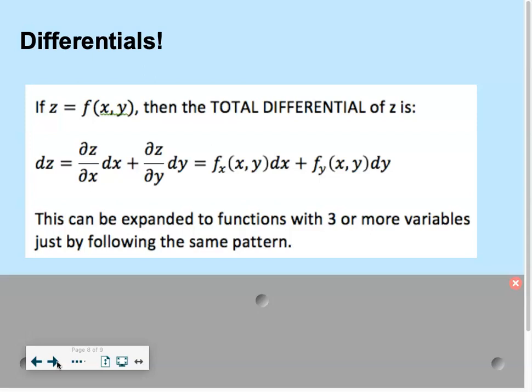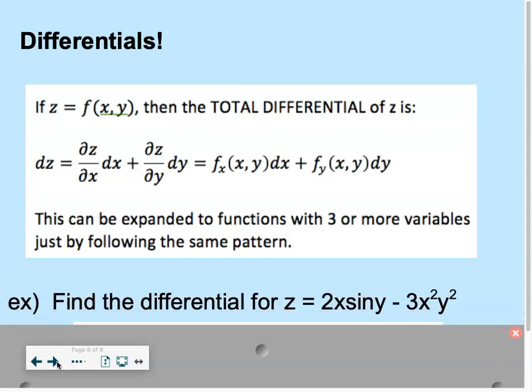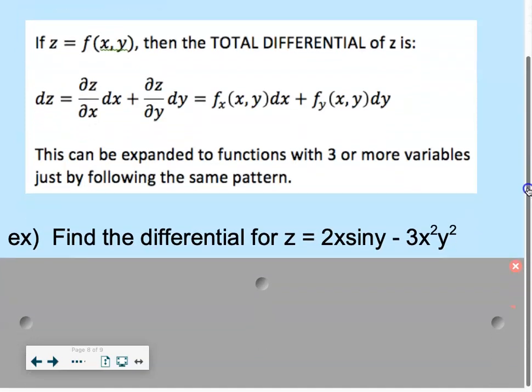If you had z equals f of w x y, it'd be the same thing with partial z partial w dw plus. You just add as many variables as you want. All right. We are going to find the differential for the function z equals 2x sine y minus 3x squared y squared. It's just more practice with partials.